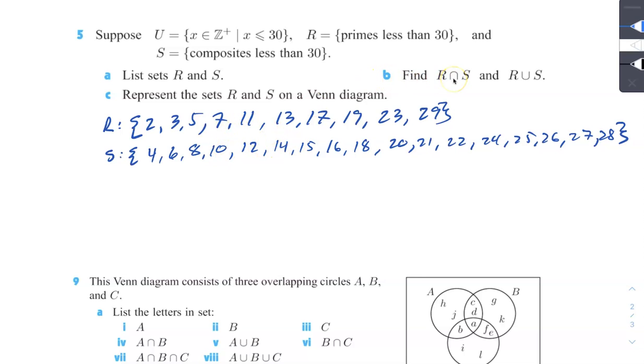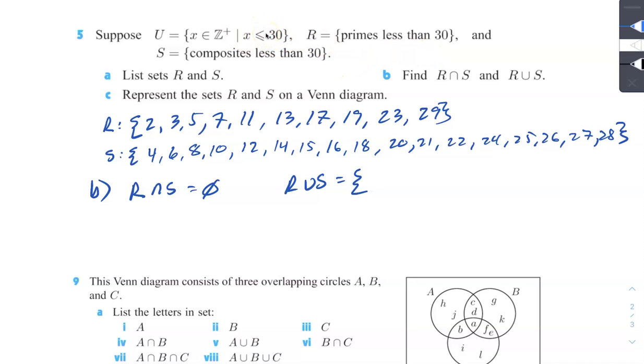Find R intersect S. That would be the empty set. These are opposite things. So we have that. R union S, well, I don't even want to write that, but it's basically all the numbers from 2 to 28, right? 1's a funny one, it's not prime, it's not composite, and then 30 because they said less than 30, but 30 is in the universe.